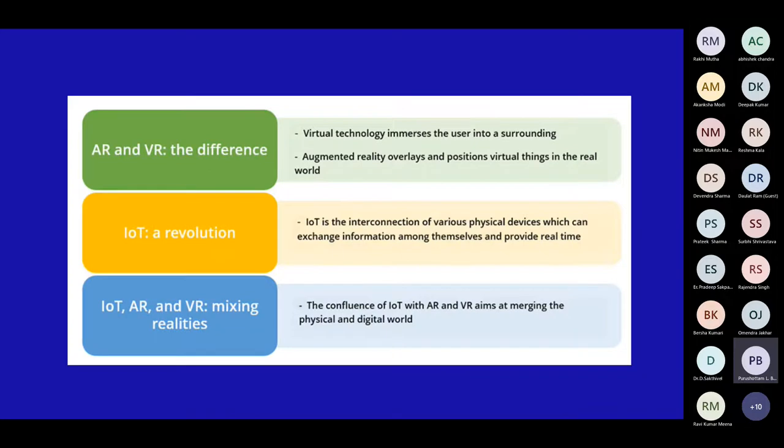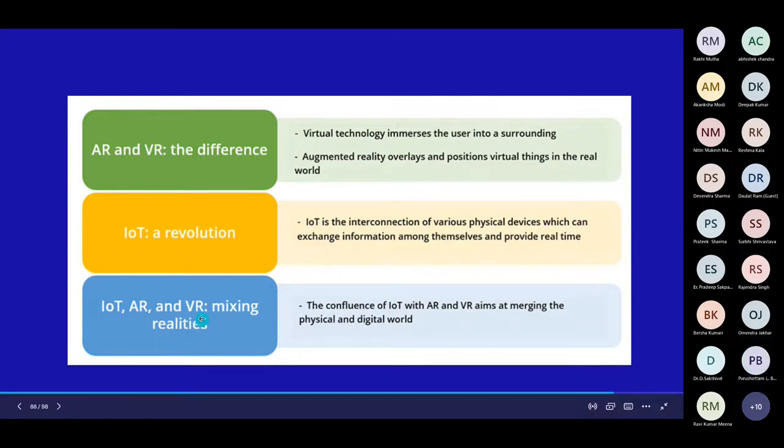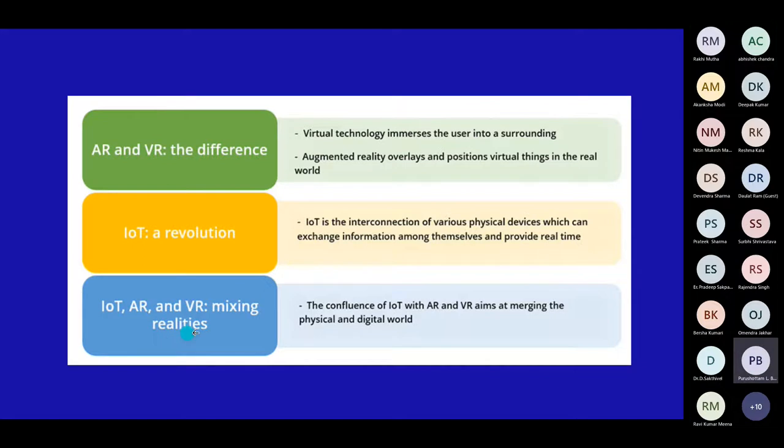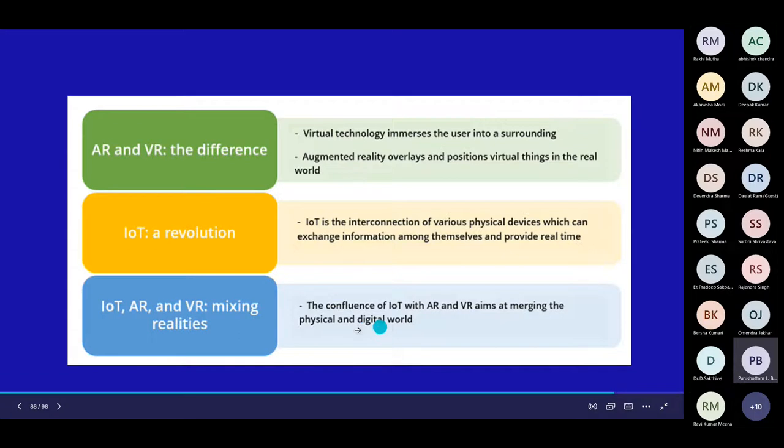So AR/VR, the difference is VR technology immerses the user into a surrounding. Augmented reality overlays and positions the virtual things in the real world. IoT, which is considered to be a revolution, is an interconnection of various physical devices which can exchange information among themselves and provide it in real time. When mixing realities, that is AR, VR with MR, again combined with IoT, it is aimed at merging the physical and digital world.